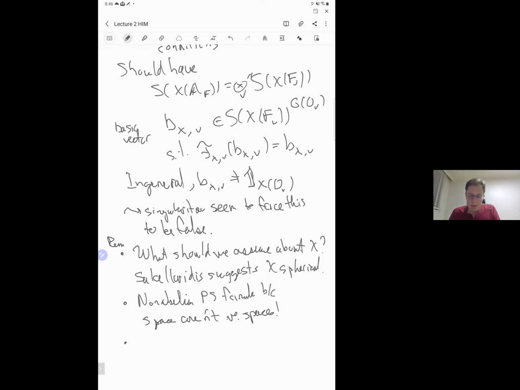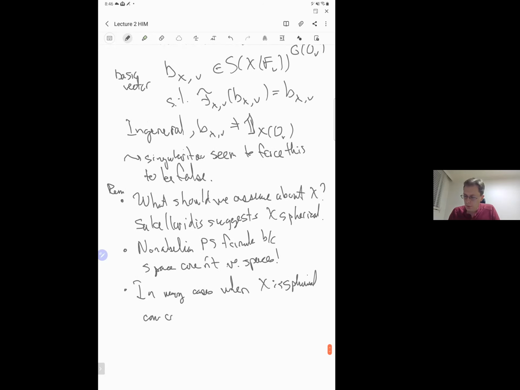So, in many cases, when X is spherical, we can compute the space S of X. Let me just call it smooth FV GO FV. All right, let me just call it compactly supported smooth function, for example.